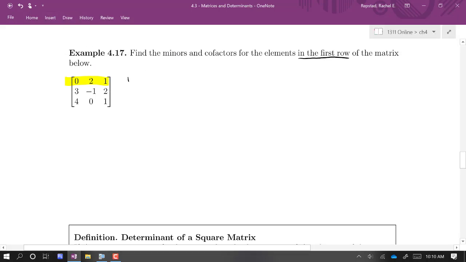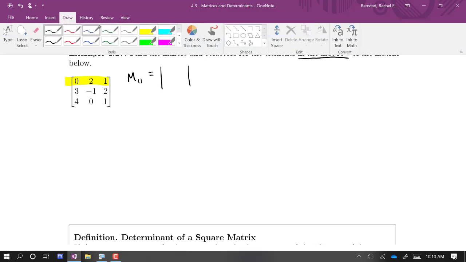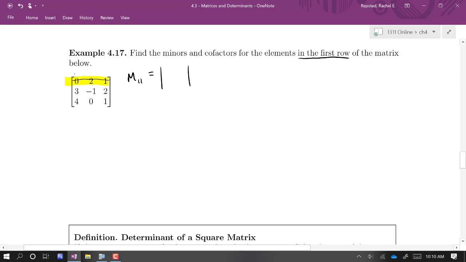For the first row, M11 is the determinant of a 2 by 2, and it's the 2 by 2 that I get if I eliminate the first row and first column. So I'm just going to take the remaining numbers, -1, 2, 0, 1. That is -1 times 1, which is -1, minus 2 times 0, which is 0, and that's -1. That's the minor. Now what about the cofactor? I know the cofactor is either going to be the same as the minor or a different sign. So look, here's my pattern of signs.